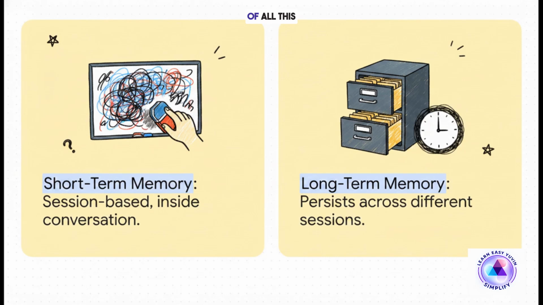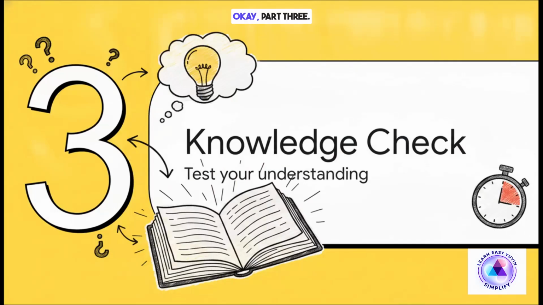Now, to keep track of all this looping, the agent desperately needs memory. We're looking at 2 types here. Short-term memory is session-based. It lives entirely inside the current conversation's context window. Think of this like notes written on a classroom whiteboard. It's incredibly useful for the current task, but the risk is, if the conversation gets too long, the whiteboard fills up, and older context just gets erased. Long-term memory, however, persists across entirely different sessions, which allows the agent to recall facts and user preferences days or even weeks later.